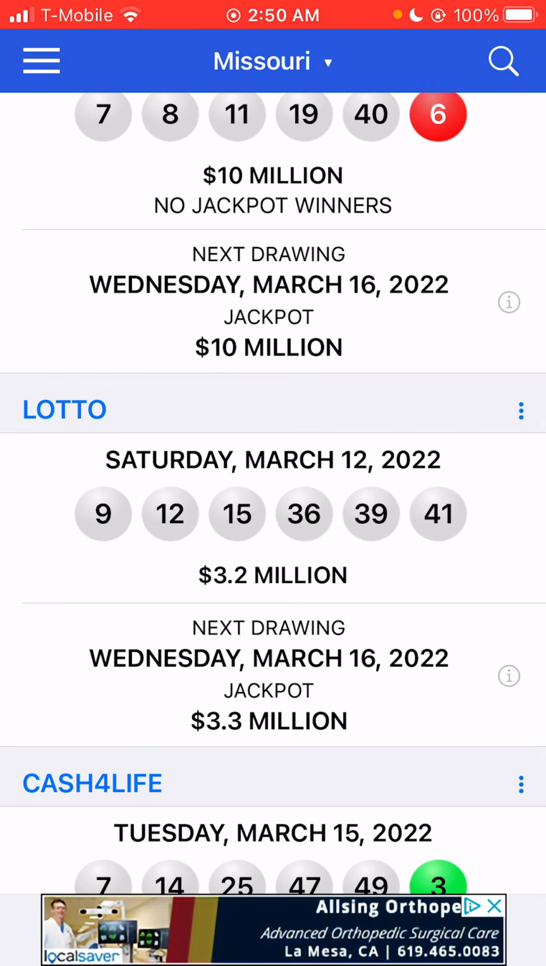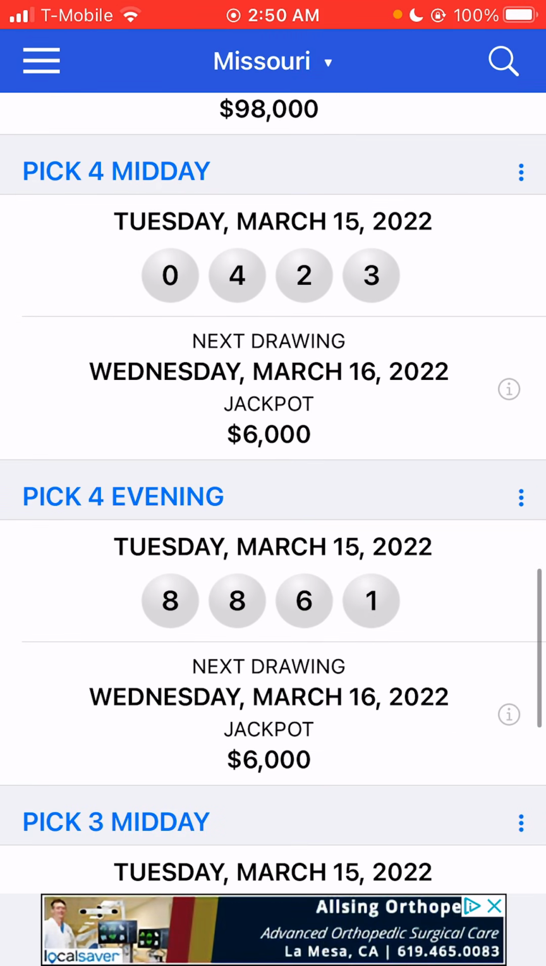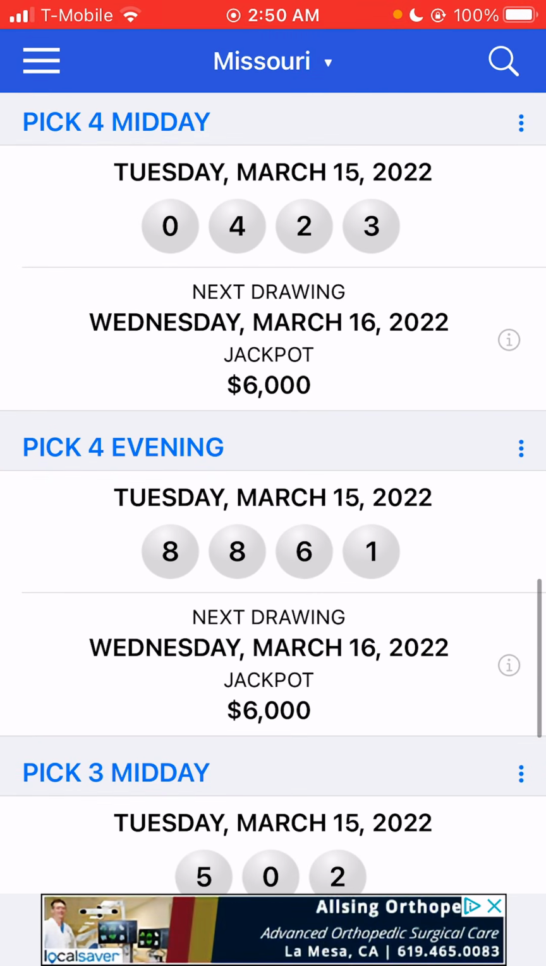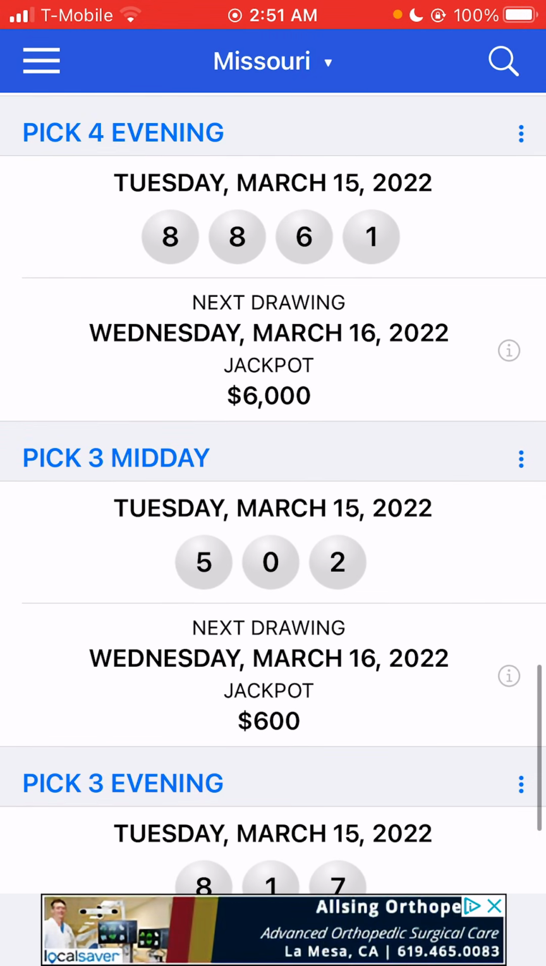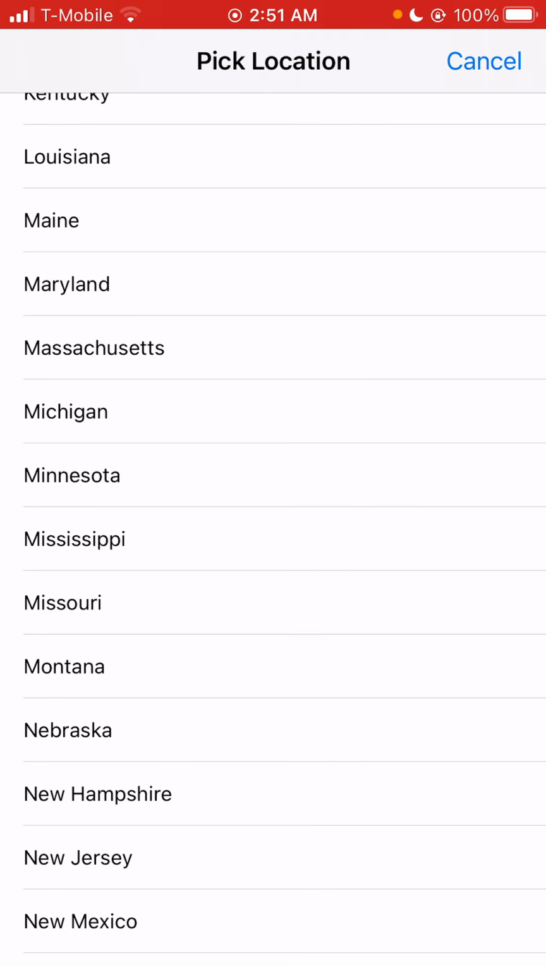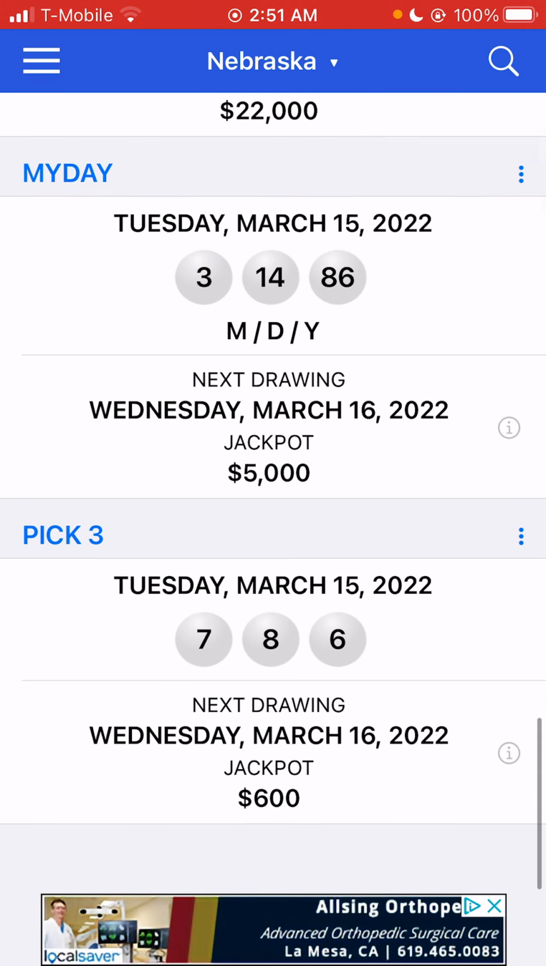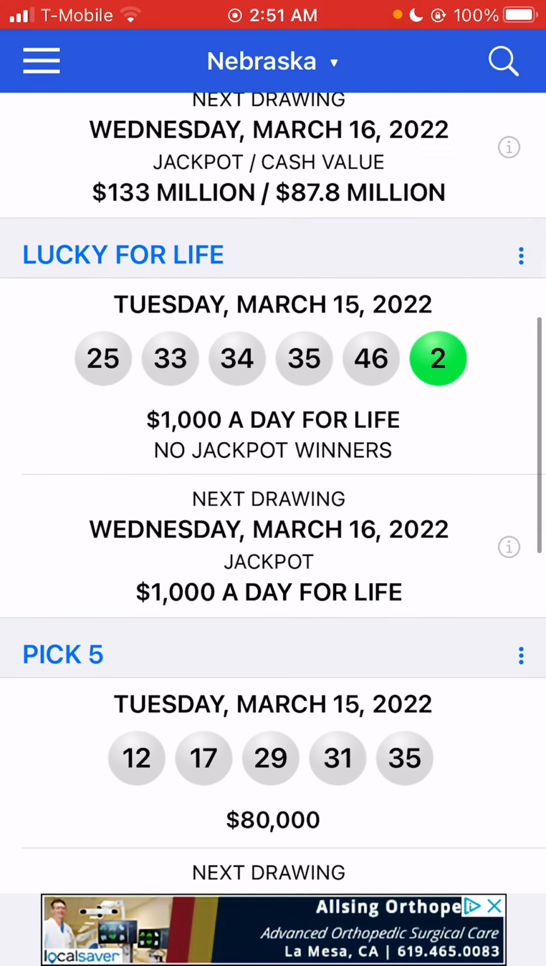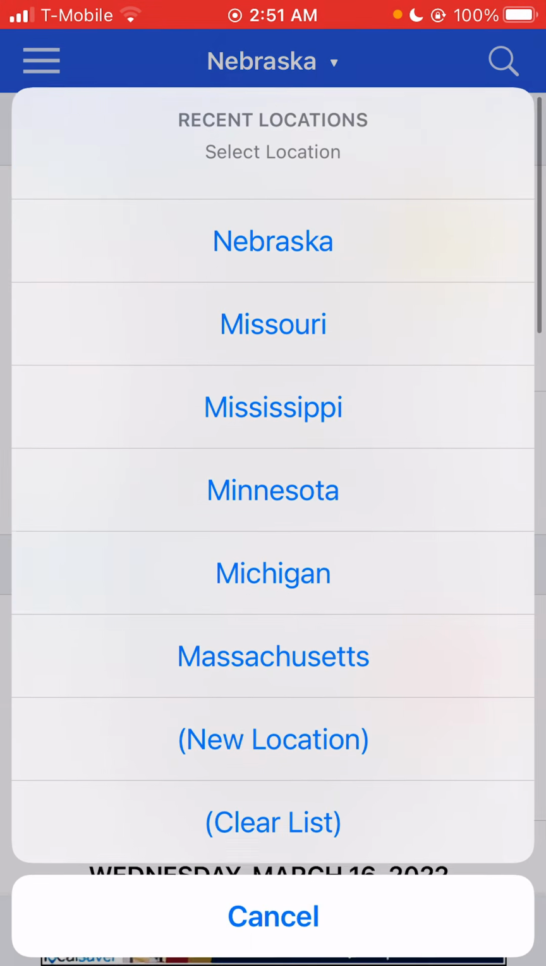Missouri. Wouldn't play the midday. If I was playing the evening, I would do the 8, the 6, and the 1 in the grid. Montana doesn't have it. Nebraska. Nebraska doesn't have it either.